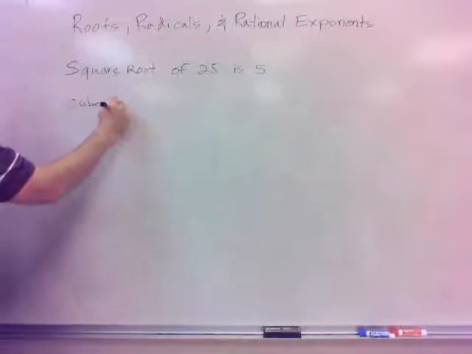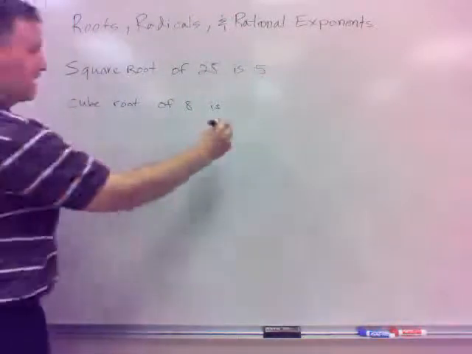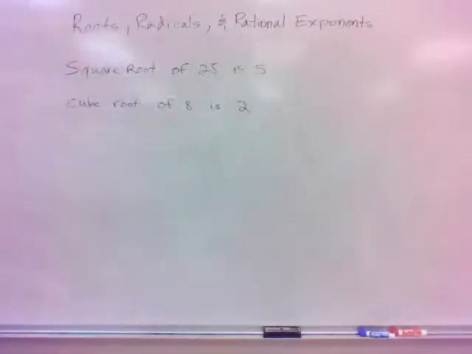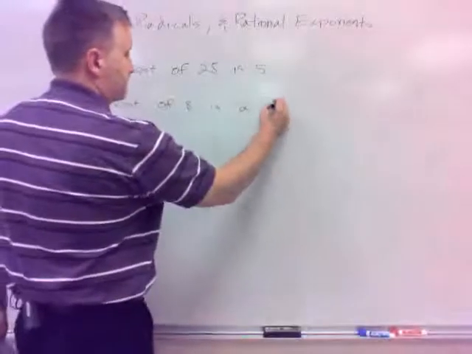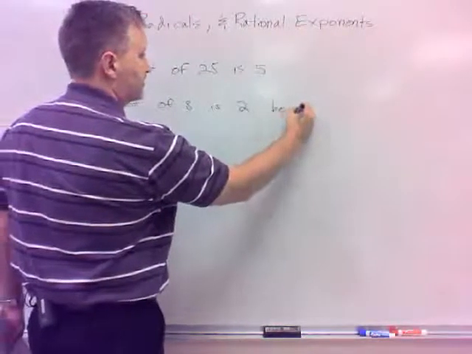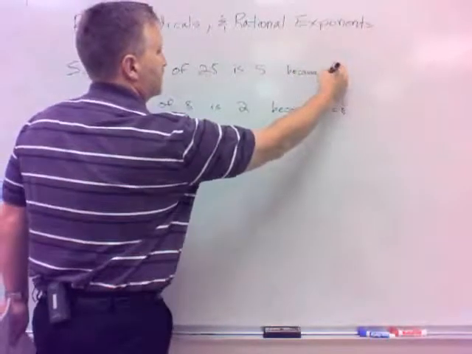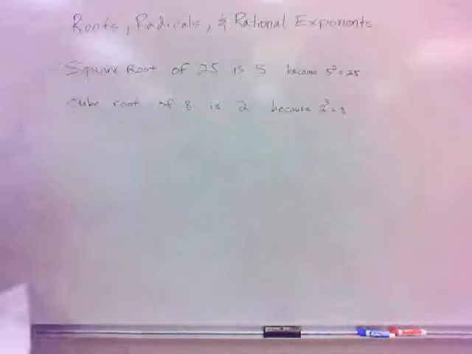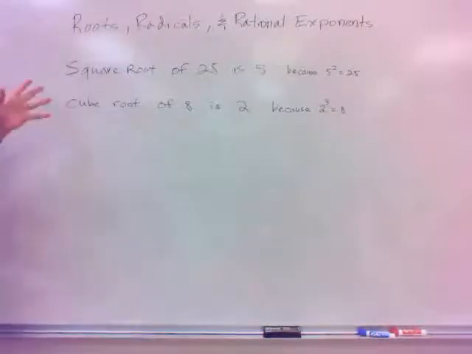Similarly, the cube root of 8 is what? 2, because why? 2 cubed, 2 three times, gives me 8. So 2 is the cube root. So this is because 2 cubed gives me 8. This is because 5 squared gives me 25. So safe to say, a square root of a number is a number that you square to get that particular bigger number.